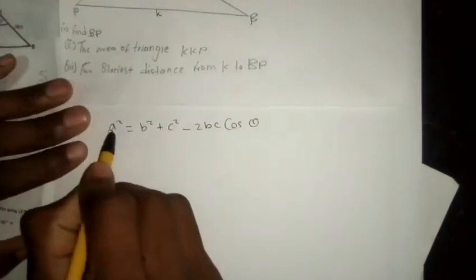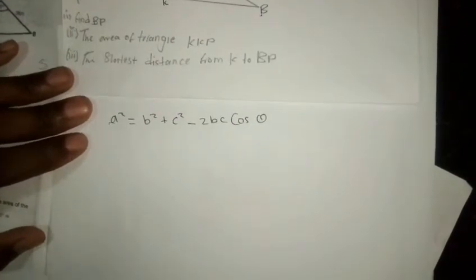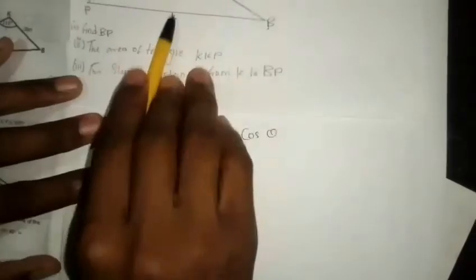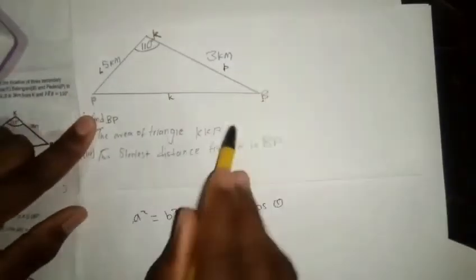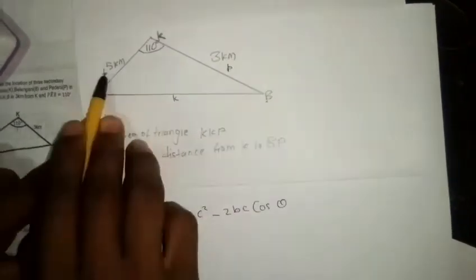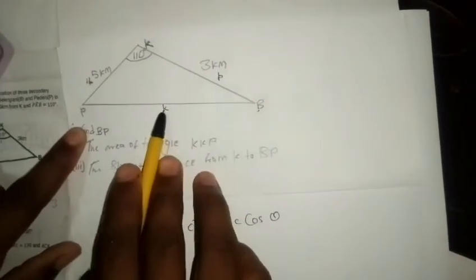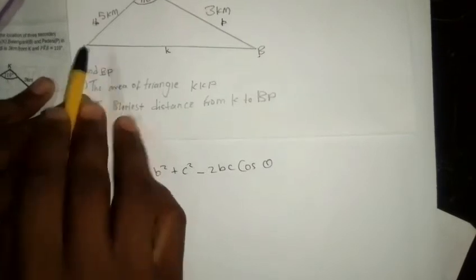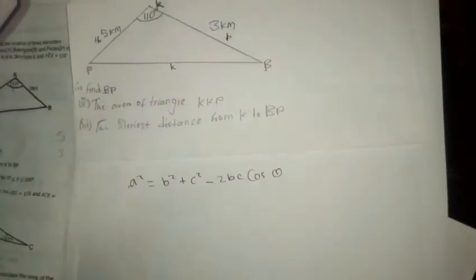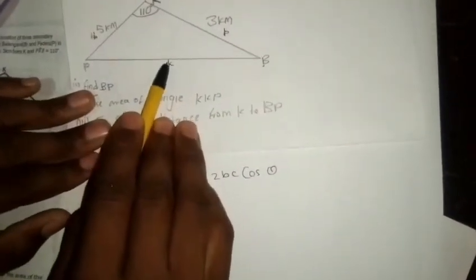Now, this a is the distance that we always find. In this case, we are finding the distance k. You always take the opposite angle. So in this case, we've got p here, then this distance we are going to name small letter p. This here we've got b, then this distance here we're going to name small letter b. This here is k, then this distance here we're going to name k. Now in this case, we're finding BP. BP is opposite to the angle K, so we're going to name it K.